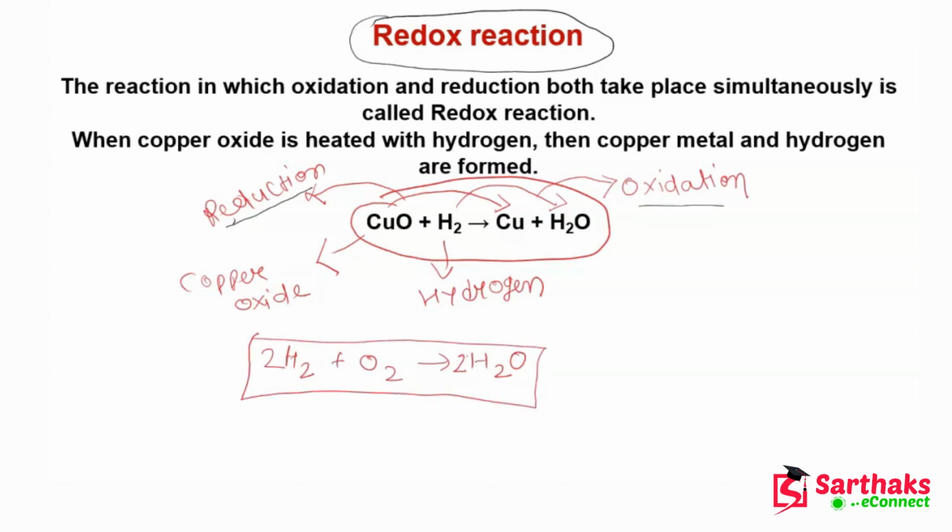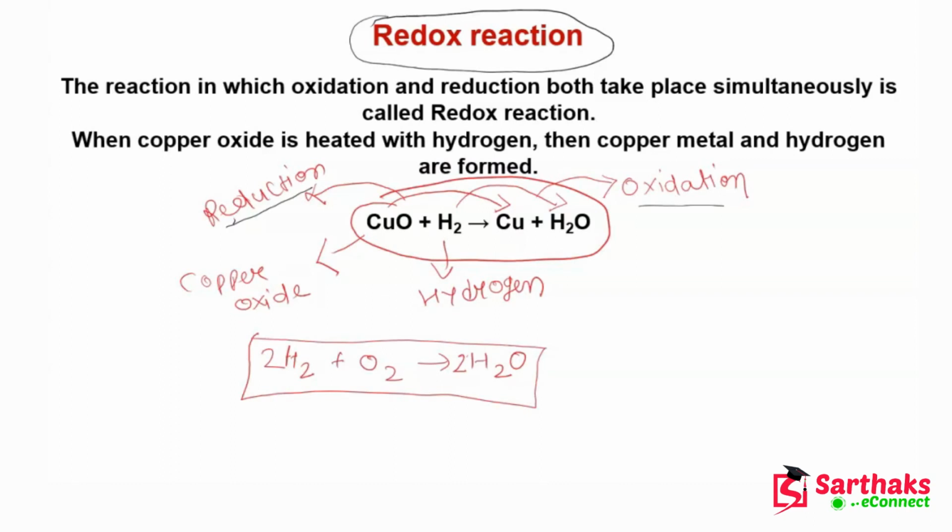So guys, here you can see that oxygen is adding to this hydrogen, so that's why this hydrogen is getting oxidized. But hydrogen is also adding to this oxygen, so that's why this oxygen is getting reduced. So guys, here hydrogen is getting oxidized and oxygen is getting reduced. That's why this is an example of a redox reaction. I hope guys this point is clear to you.